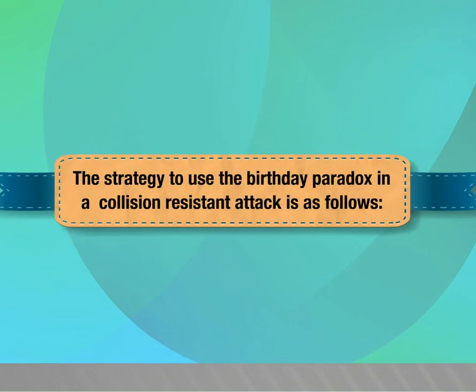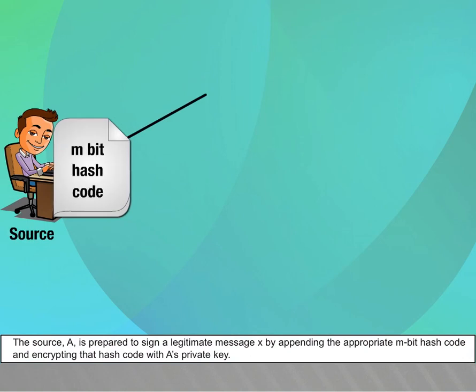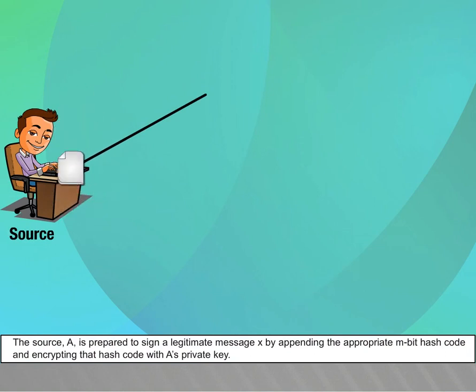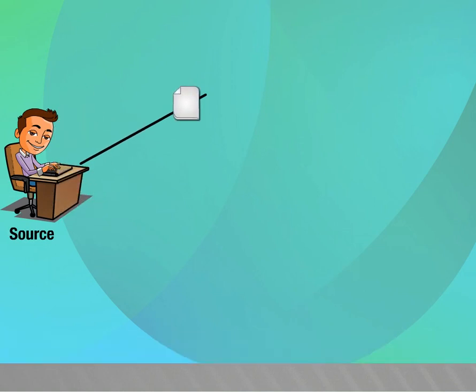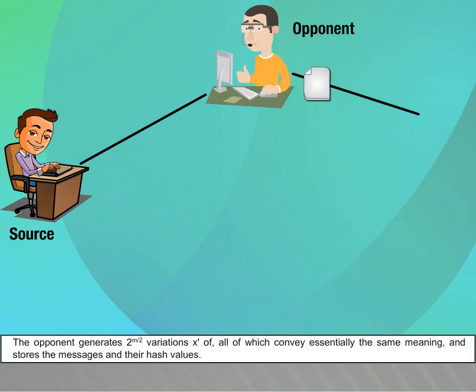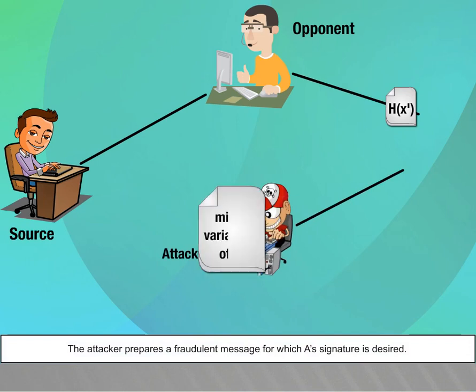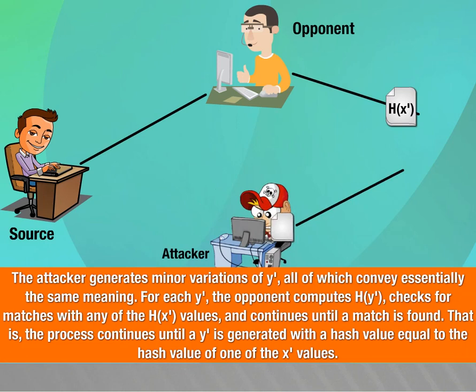The strategy to use the birthday paradox in a collision-resistant attack is as follows. The source A is prepared to sign a legitimate message x by appending the m-bit hash code and encrypting that hash code with A's private key. The opponent generates 2^(m/2) variations x' of the message, all of which convey essentially the same meaning, and stores the messages and their hash values. The attacker prepares a fraudulent message y for which A's signature is desired. The attacker generates minor variations y' of it, all of which convey essentially the same meaning.